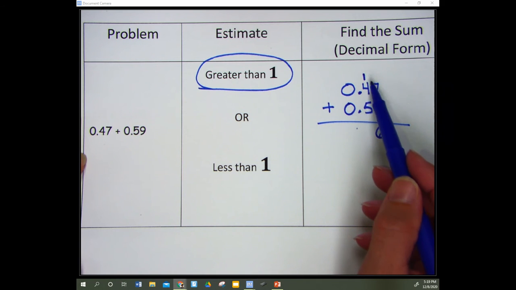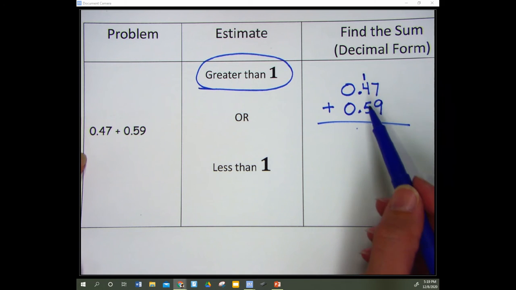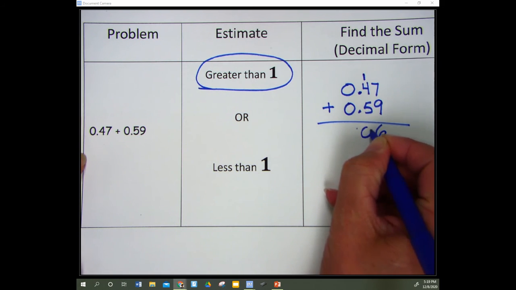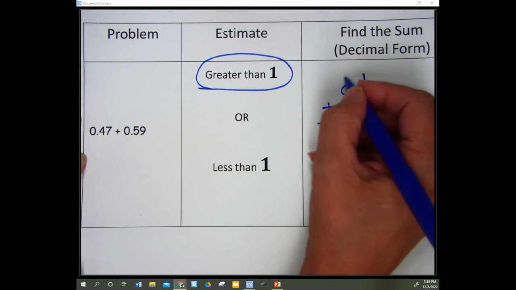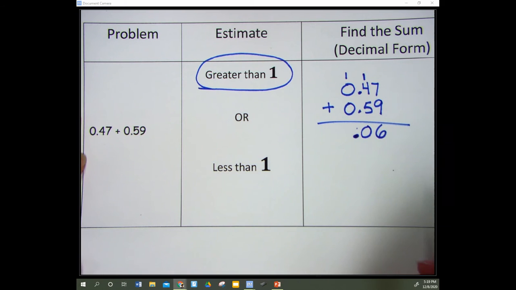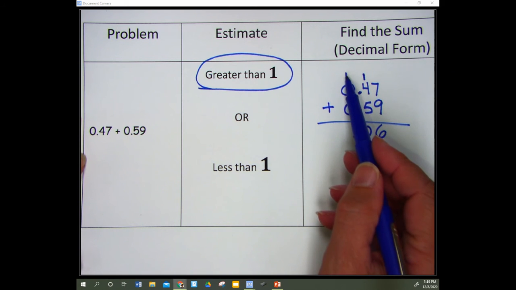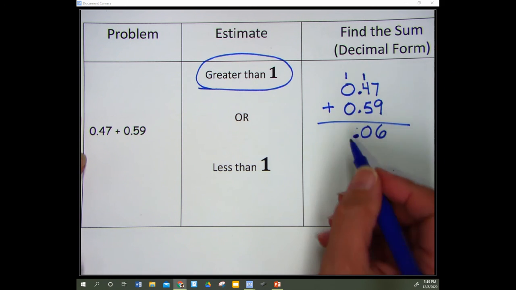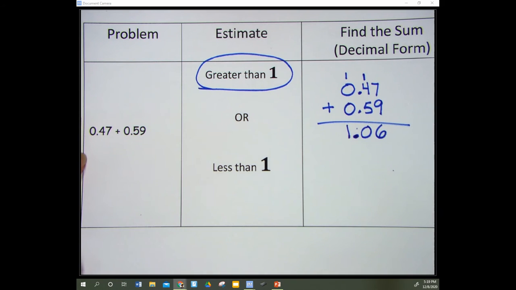Now I have 1 tenth plus 4 tenths, that's 5 tenths, plus 5 more tenths. Now I have 10 tenths. 10 tenths is the same as having 0 tenths and 1 whole. I need my decimal point right below in my sum. 1 plus 0, that would be 1. So our exact sum is 1 and 6 hundredths. You can see that's just a little bit more than 1, greater than 1, and matches our estimate.